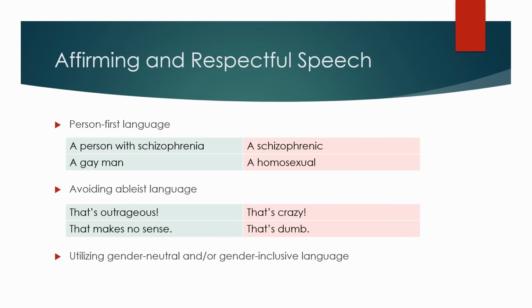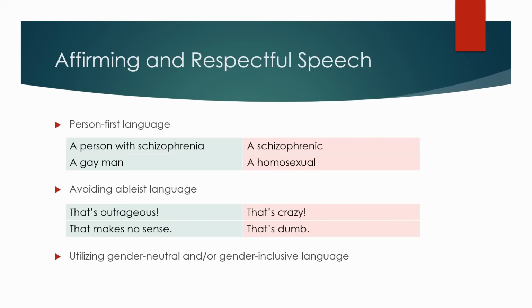Now, all of this being said, there is something worth mentioning when it comes to the intersection of person first and ableist language. Certain communities and certain individuals in certain communities, such as the deaf community or the autistic community, they may avoid person first language. And why do they do this?